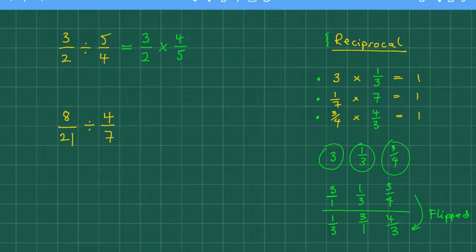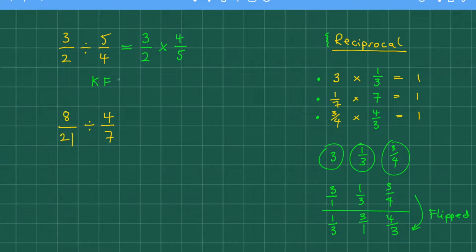Brilliant relationship. What it says is that if I divide by a number, and it's not just with fractions, it's with everything, it's the same as multiplying by its reciprocal. It's a great phrase to remember. So some people like to remember this as KFC.